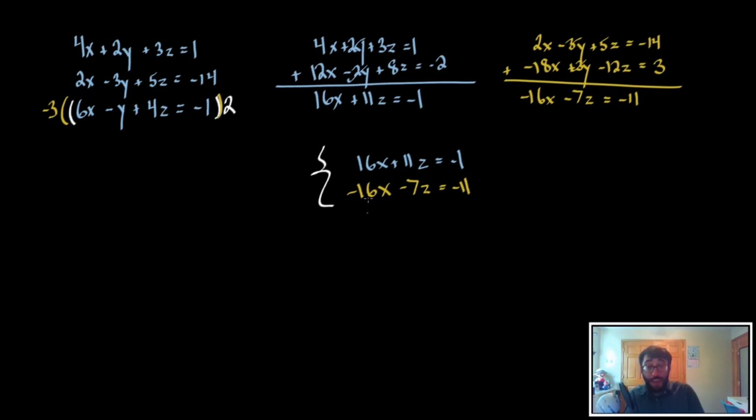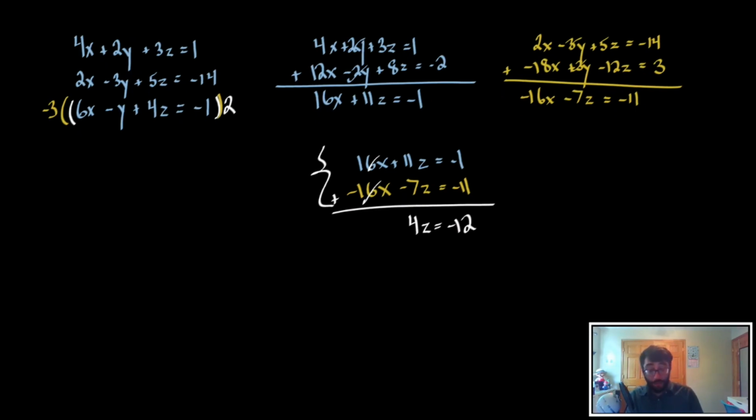If I just add these two equations together, the x's are going to end up canceling. So that's exactly what I'm going to do. I'm going to add these two equations together, and I have 16x plus negative 16x. Those cancel out just by luck. If they didn't, just use elimination or substitution like we did in the previous couple videos. But they do cancel out, luckily. So we are left with 4z is equal to negative 12.